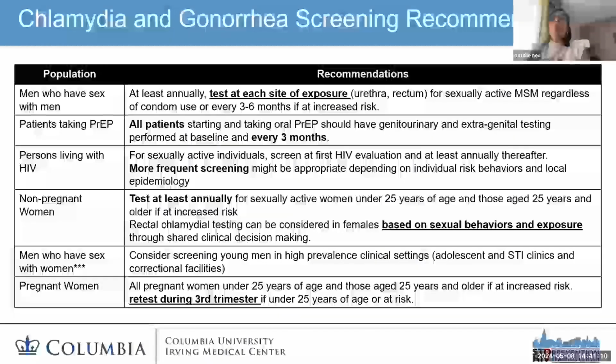For pregnant women or non-pregnant women, at least annual to those under 25 who are sexually active. But they also state, and I'll reiterate this later, that rectal testing in women can be done based on sexual behaviors and exposures in a shared clinical decision-making. For men who have sex with women, they say consider in high-risk settings. So if you are in an adolescent clinic or you're in an STI clinic, you're in a high-risk setting. So pretty much test everybody every 3 to 6 months is the goal that I think everyone should have, and it just keeps it simple. Next slide.